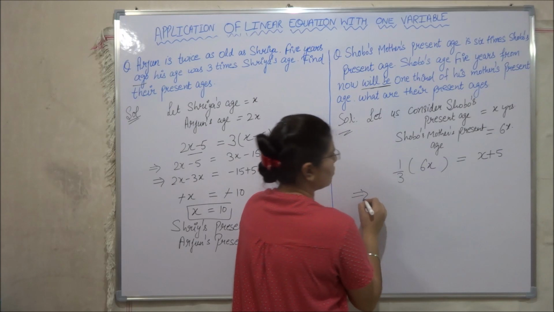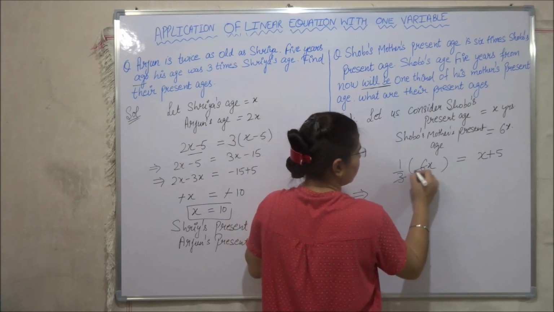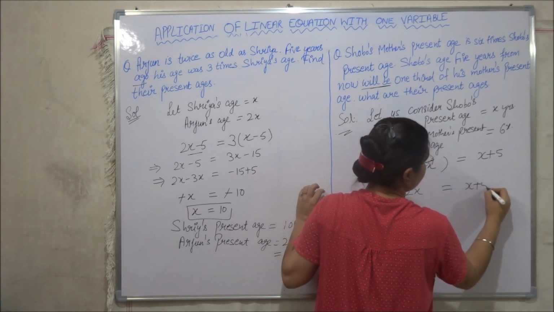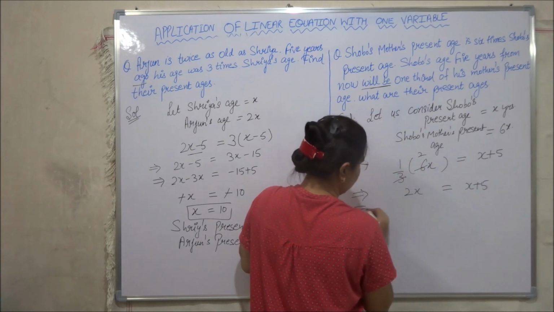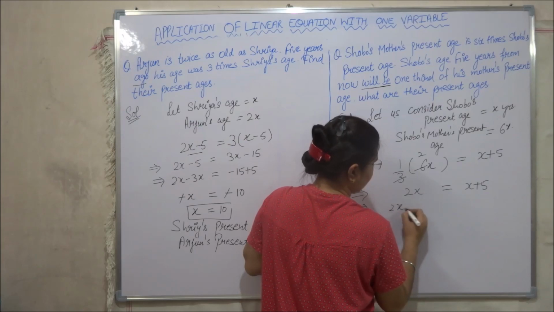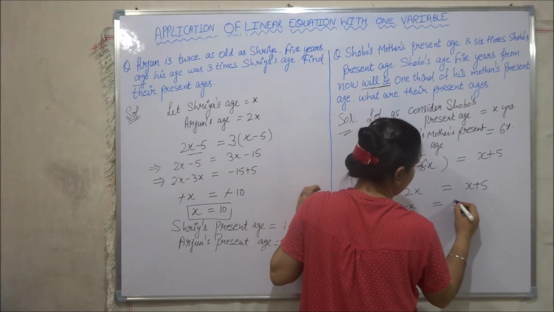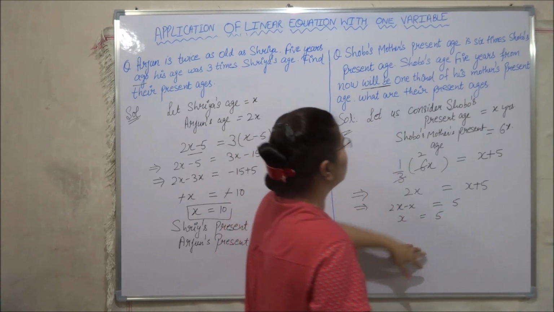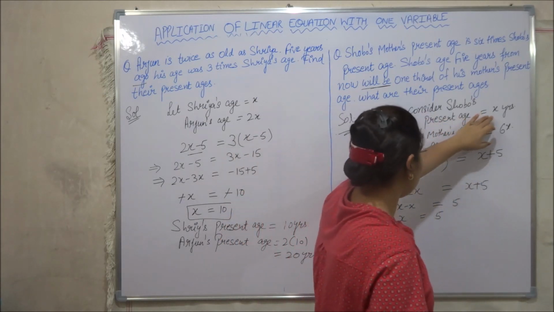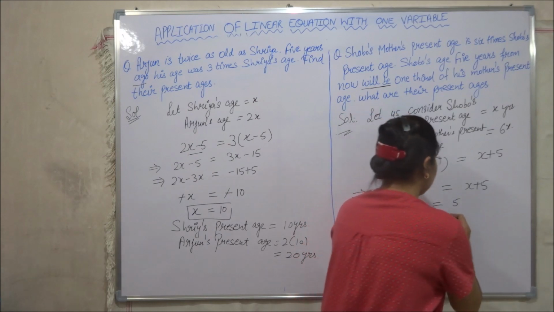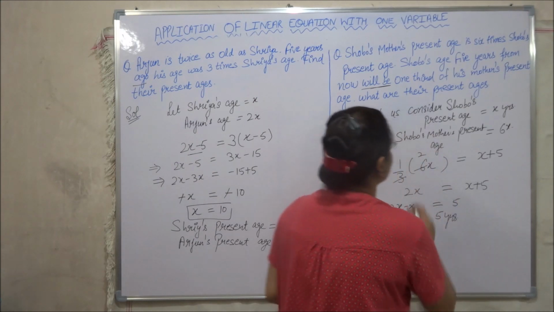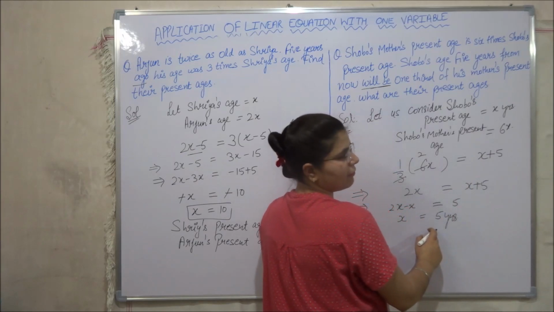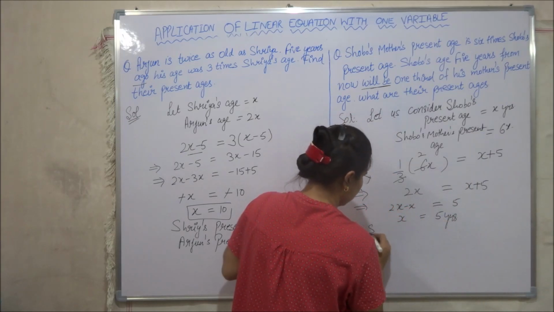Now we will solve the equation. x plus 5 equal to 2x. So we will separate out the variable on the left hand side. 2x minus x equal to 5. So x equal to 5. So here present age of Shobho will be x, that is equal to 5 years. So Shobho's mother's age will be 6 times x, means 6 multiplied by 5, that will be 30 years.